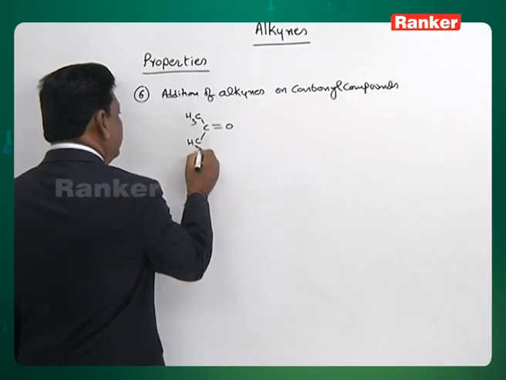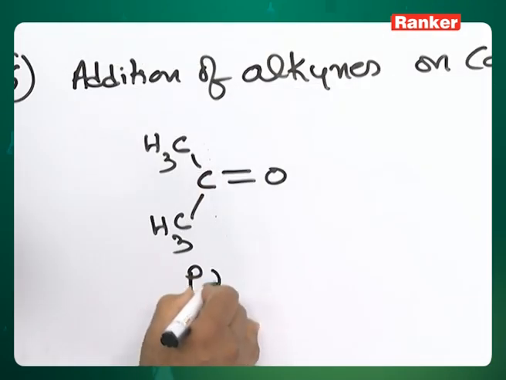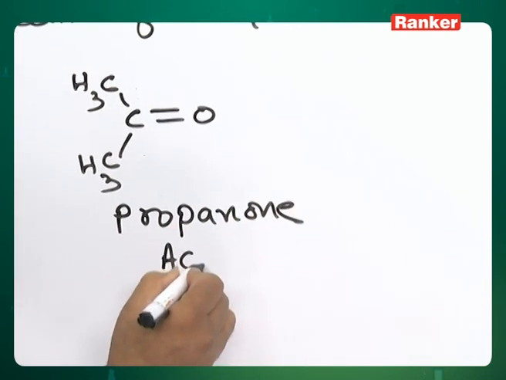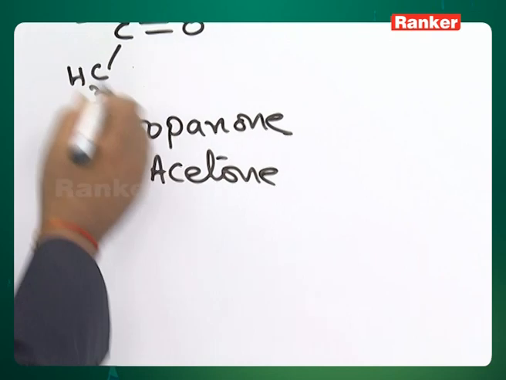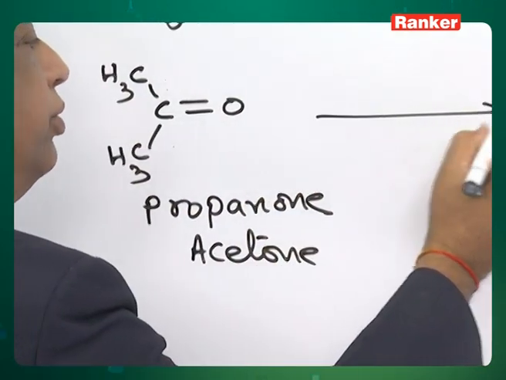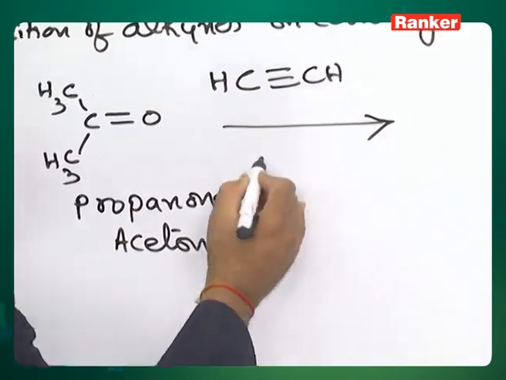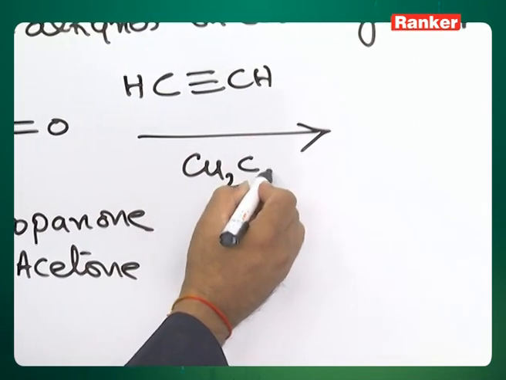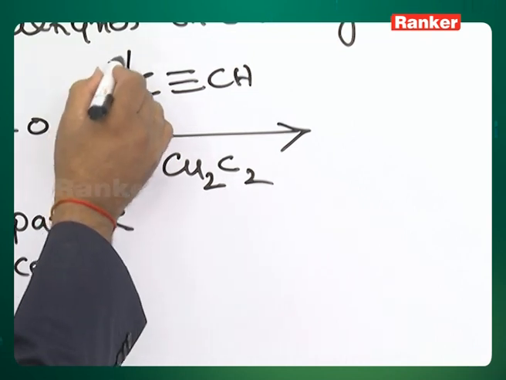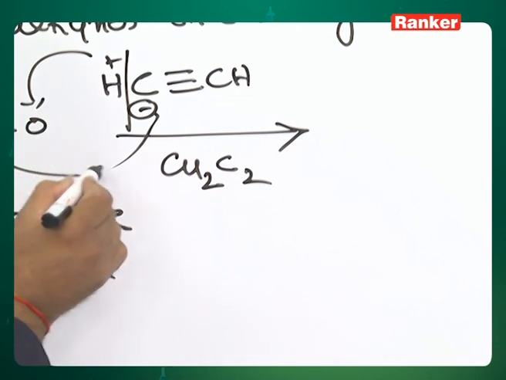Another good example of a ketone is acetone, systematically called propanone, commonly known as acetone, or dimethyl ketone. That compound also undergoes beautifully the addition of acetylene in the presence of copper acetylide. It will split up into plus and minus. The plus is added on the O, and the minus part is added on the carbon.